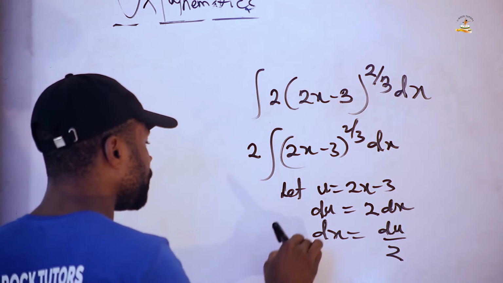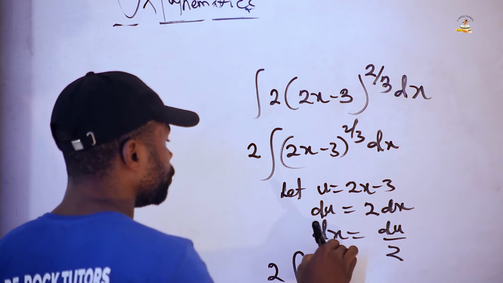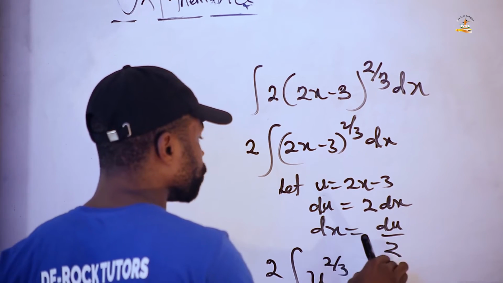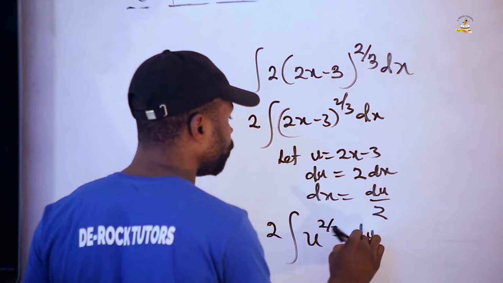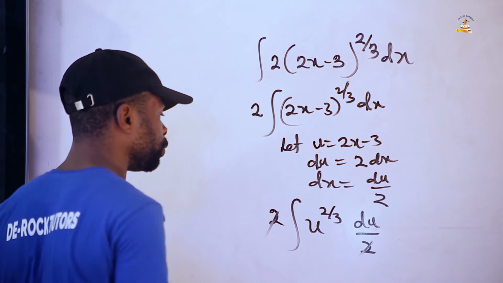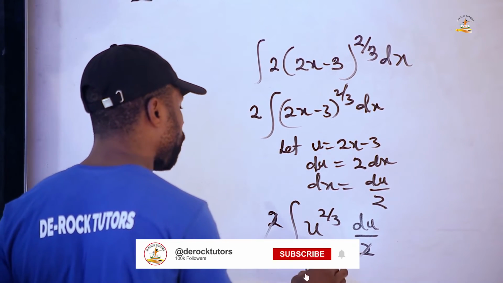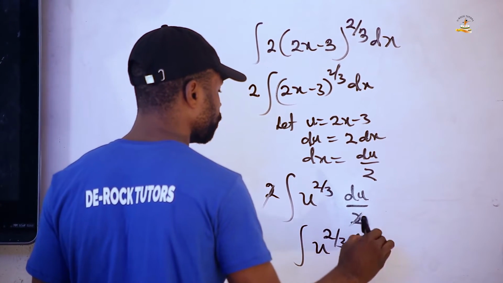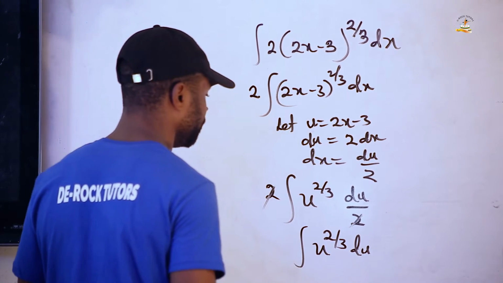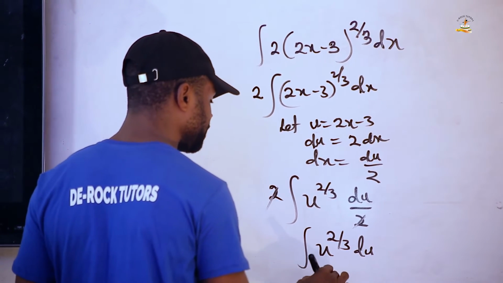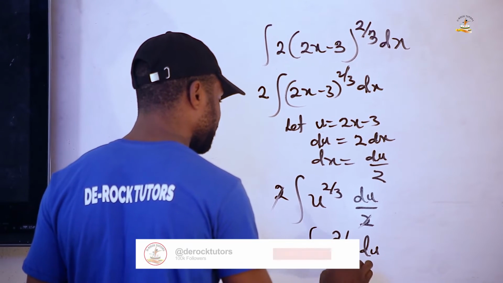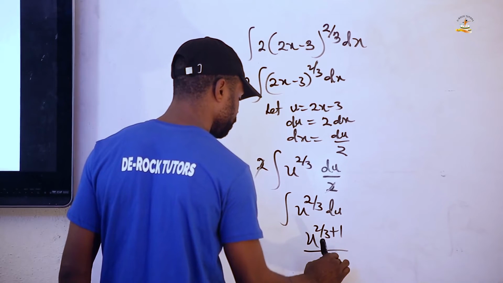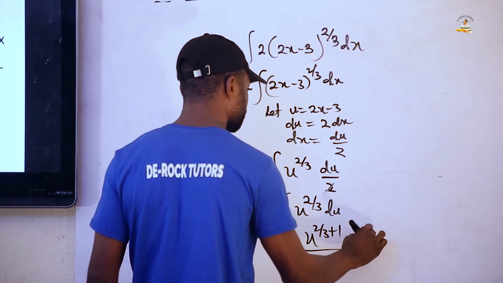This one is now 2 times the integral of u raised to power 2 over 3. The du is 2 dx, so dx is du over 2. We have this one to take care of this. So the integral of u raised to power 2 over 3 du will now be integrated. This one is done by adding 1 to the existing power, everything plus c.